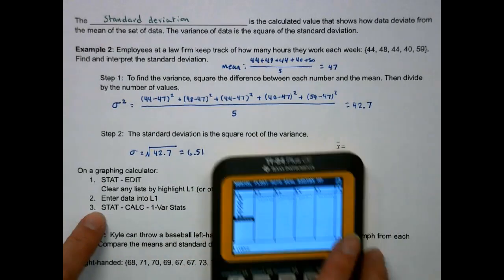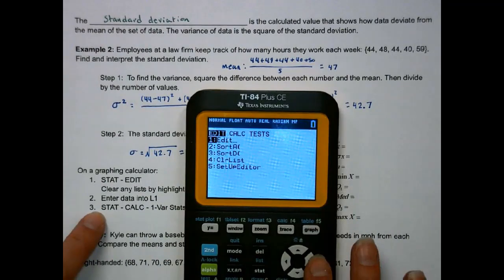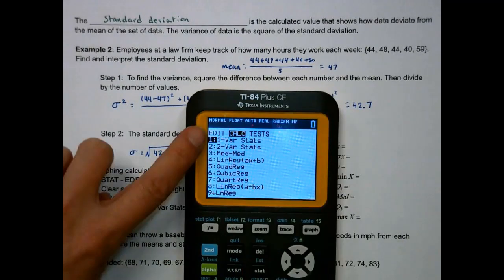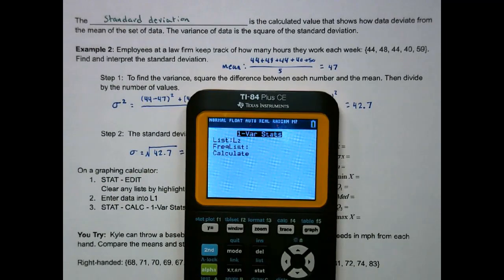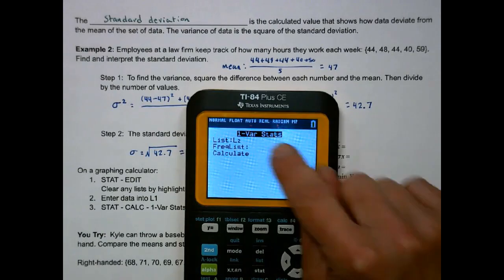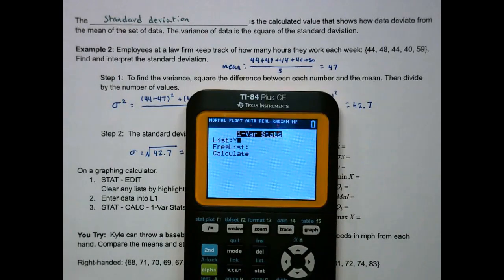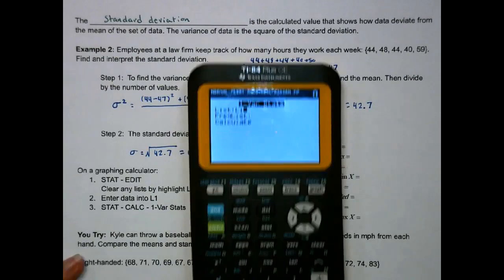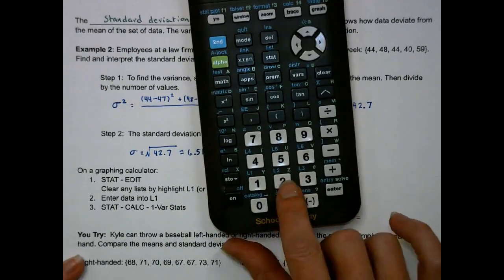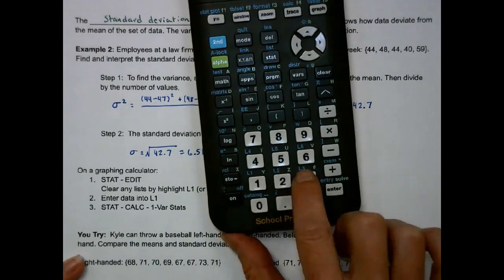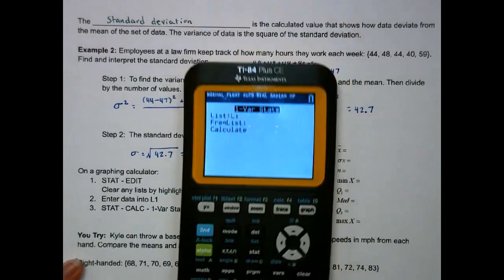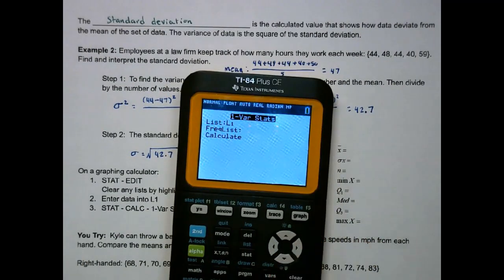Now I'm going to go to stat, over to calculate, and we're going to do the very first thing, one variable statistics. Some calculators will look like this, and we're going to put list 1. Above the 1, 2, 3, you see L1, L2, L3 in blue, so you press second and that. We don't really care about the other option, so I'm just going to hit enter.